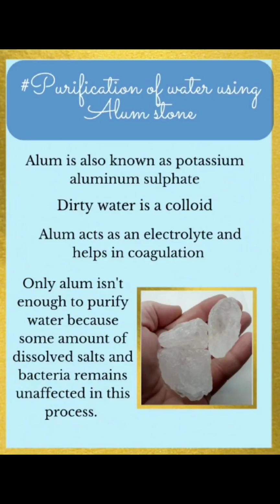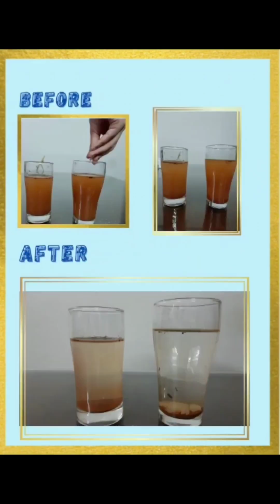Now, let us perform a small experiment of purification of water using alum stone. Alum, also known as potassium aluminium sulfate, helps in purifying water by aluminium, which coagulates the mud particles. Dirty water is a colloid. Alum acts as an electrolyte and helps in the coagulation. However, alum purified water doesn't make it that clean enough to drink because dissolved salts and bacteria remain unaffected in this process. The before and after result of the experiment is shown in the next slide.